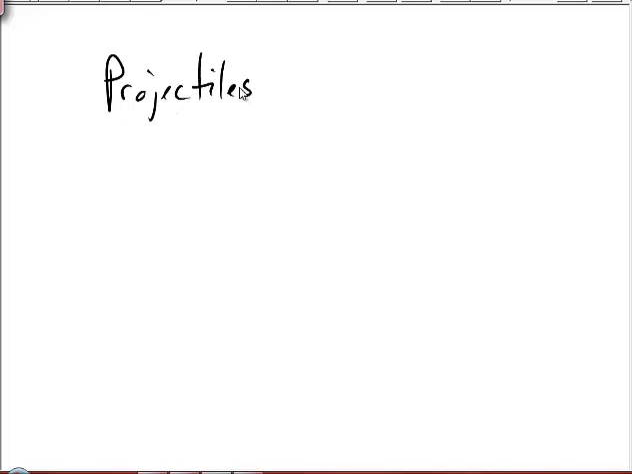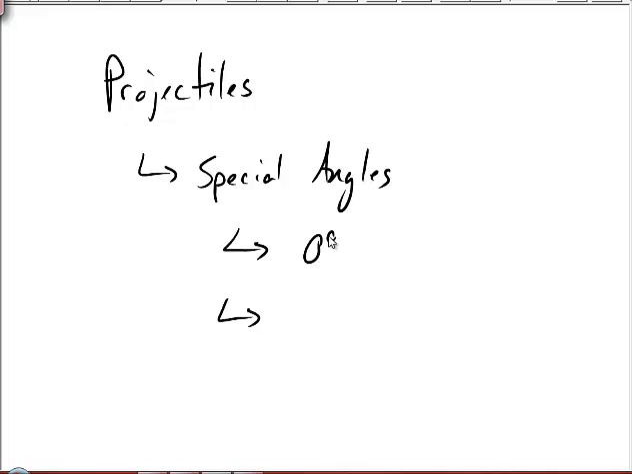Last time we talked about projectiles, but we talked about special angles. So what were our two special angles last time, Mr. Johnson? 0 degrees. Right. And 90 degrees. And so just a brief summary. There we go. That's 0 degrees. That's 90 degrees.